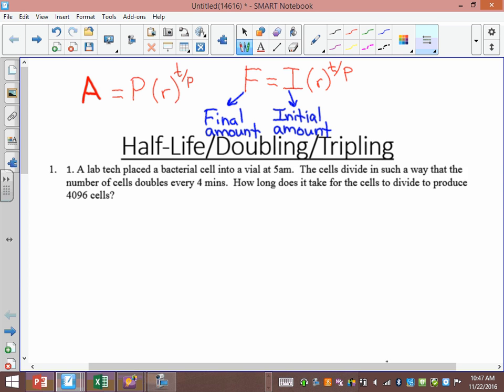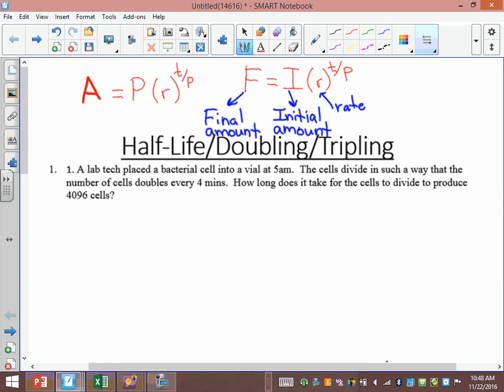The last part does. This is your rate. This formula you use, the T over P deal, when it says half-life, doubling, or tripling in the word problem. It has to have those words. If it has one of those words in the word problem, you use this. So that's the giveaway. If you read half-life, doubling, or tripling, we underline those babies, and we use this formula. So this is your rate.